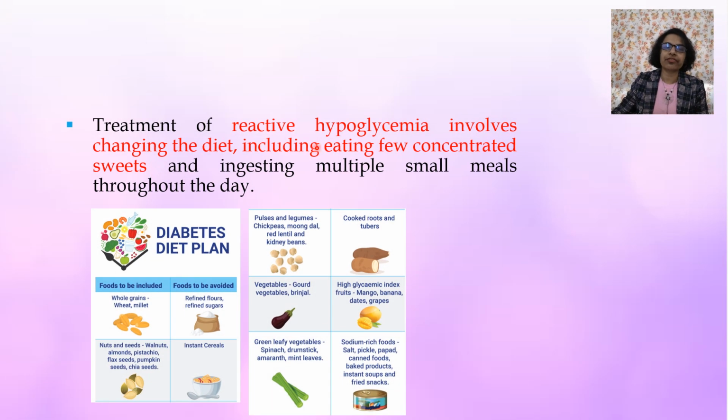And treatment of reactive hypoglycemia involves changing the dietary pattern, including eating few concentrated sweets and ingesting multiple small meals throughout the day. We can instruct the patient to reduce calories and reduce carbohydrate-rich foods from his dietary pattern. And we have to explain to the patient to consume multiple small frequent meals because he feels frequent hunger.